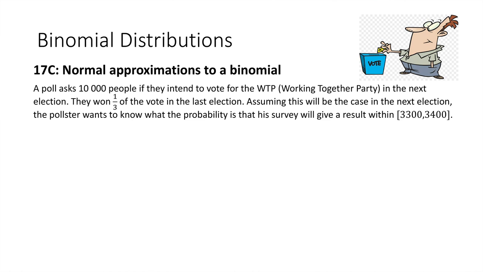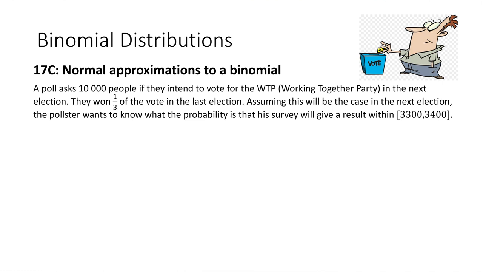This is the bit I want to get to. So, normal approximations to the binomial. The idea being that the binomial distribution, which is a discrete distribution that can only take certain values, can be approximated to the normal distribution and therefore we can do more interesting and useful things with it, as you'll see in a minute, if it is a very large sample that we're taking, if n is very large, if we're doing it a lot.